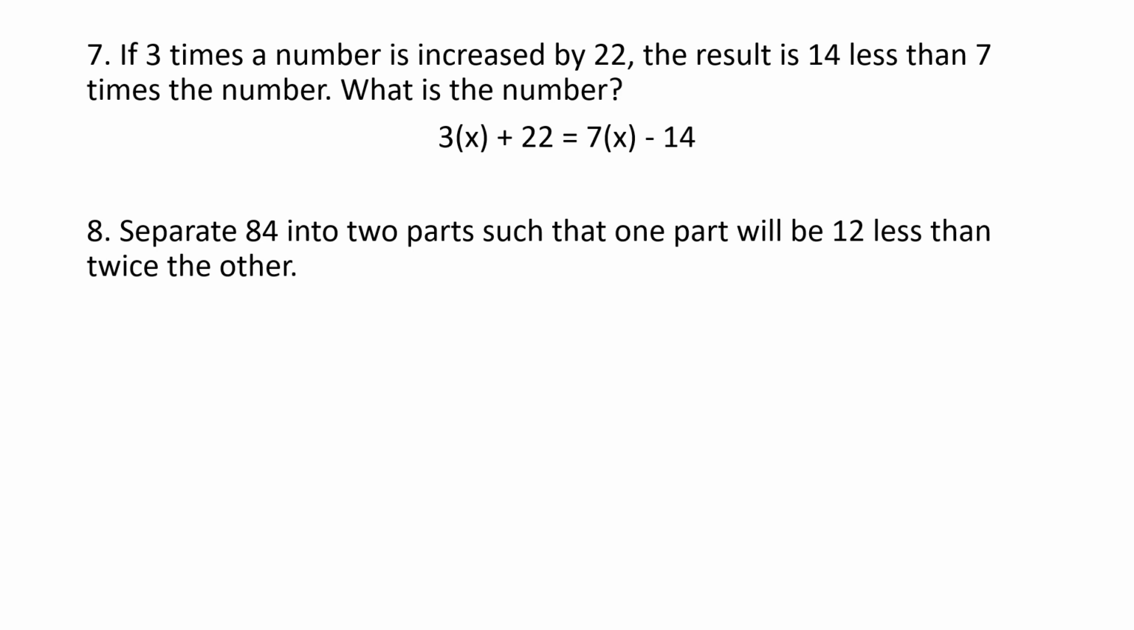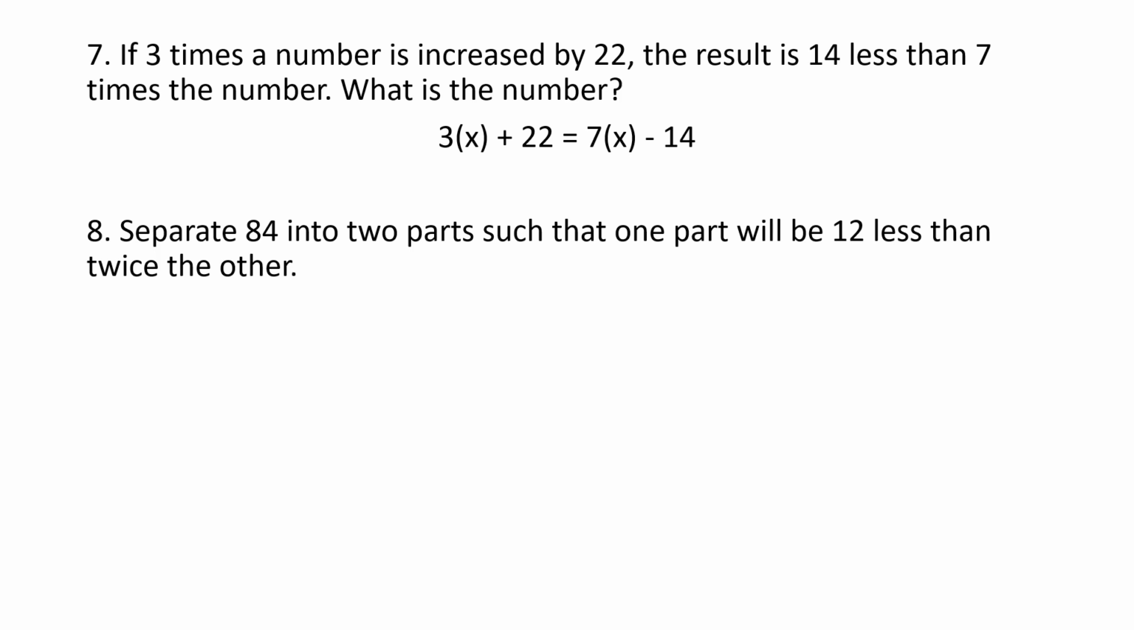Number 8. Separate 84 into 2 parts. We did this in class, such that one part will be 12 less than twice the other. Now here's the thing, we don't know what those 2 parts are going to be. We just know that they're going to be added together to equal 84. So our first equation will be x and y. Here's the thing you have to remember. When you have 2 unknowns, you're going to have 2 equations. When you just have one, like 1 through 7 had, just a number, it was just x. From here on out, most of these, I believe, are going to have 2 equations because we have 2 unknowns.